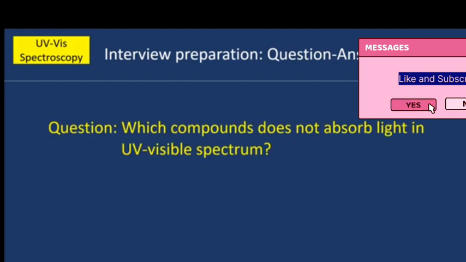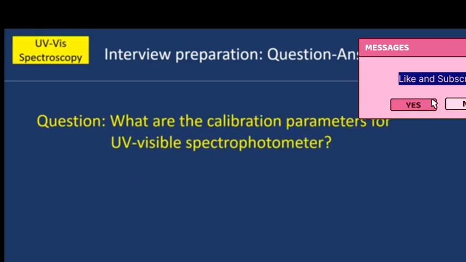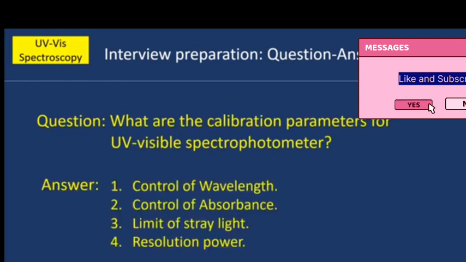Which compound does not absorb light in UV visible spectrum? The answer is chloral hydrate. What are the calibration parameters for UV visible spectrophotometer? The parameters are control of wavelength, control of absorbance, limit of stray light, resolution power.